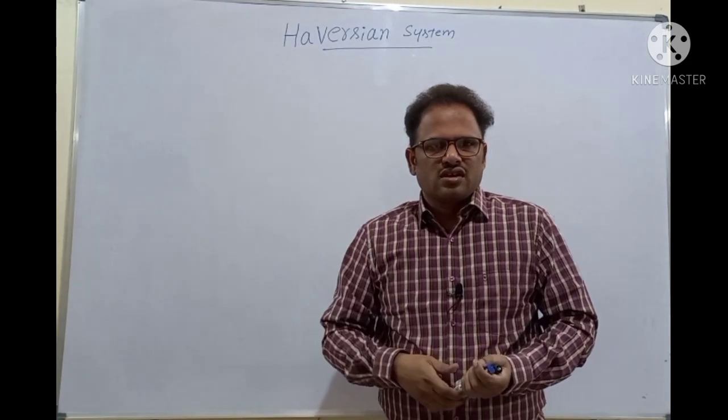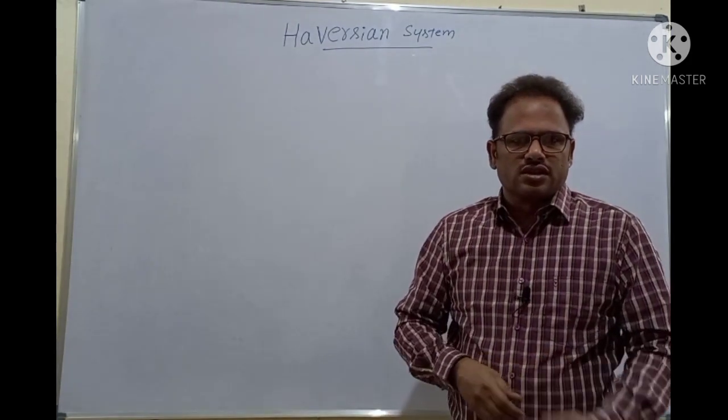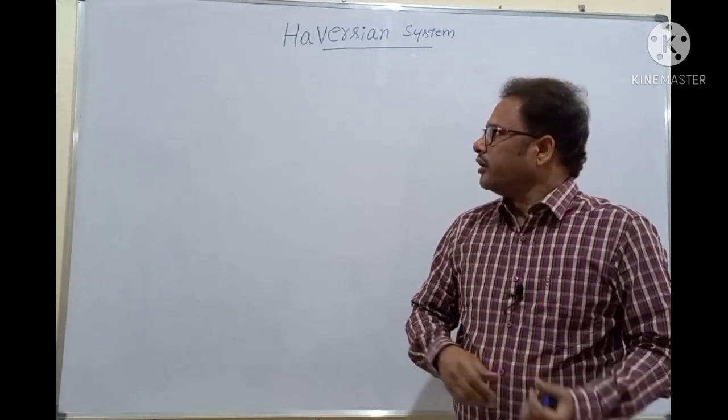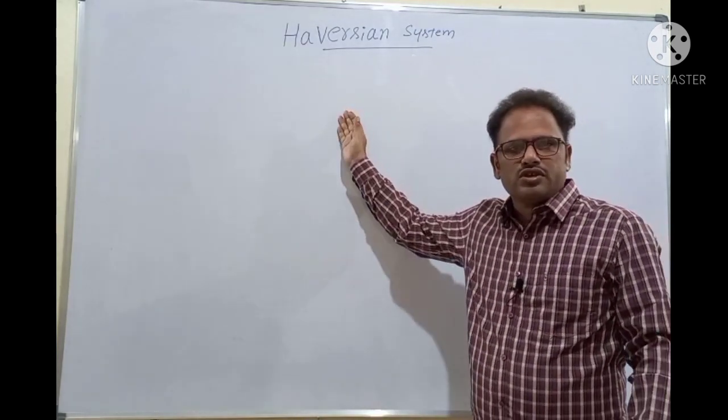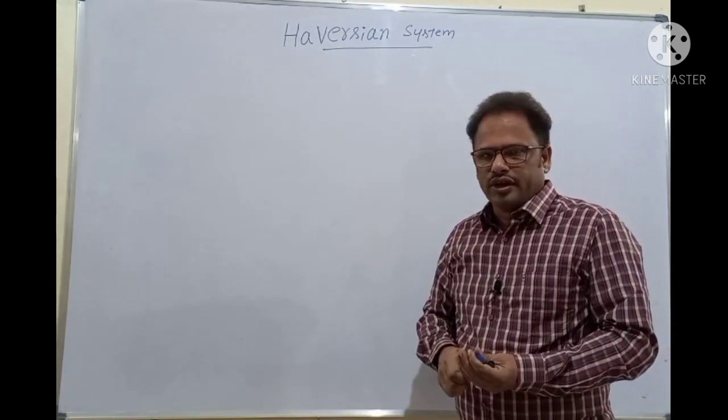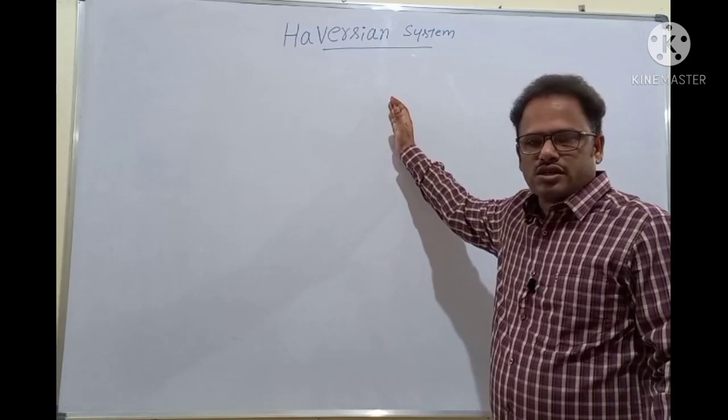Hi students, in the previous session we were discussing the structure of the bone, the kinds of the bone, and now the Haversian system, which is also a part of the discussion about the bone. Clear? What is Haversian system?